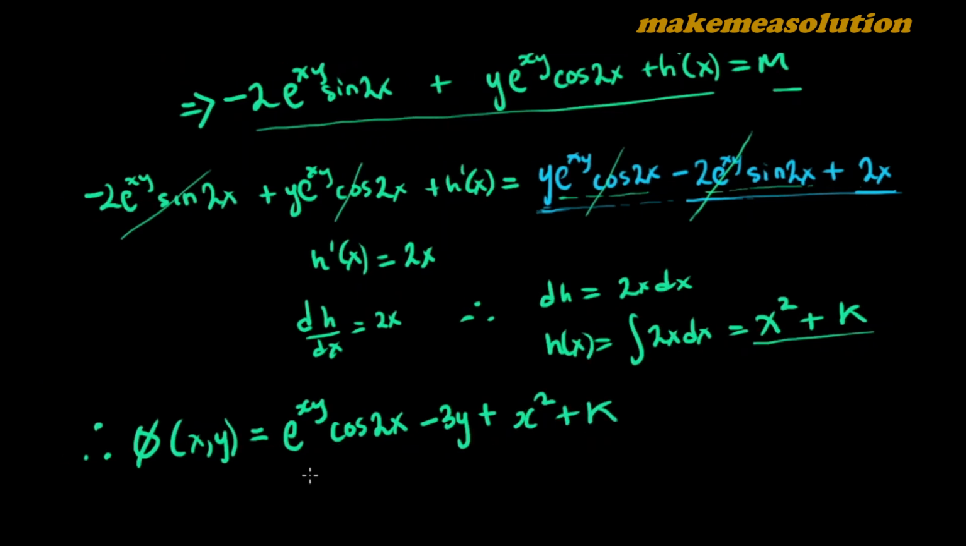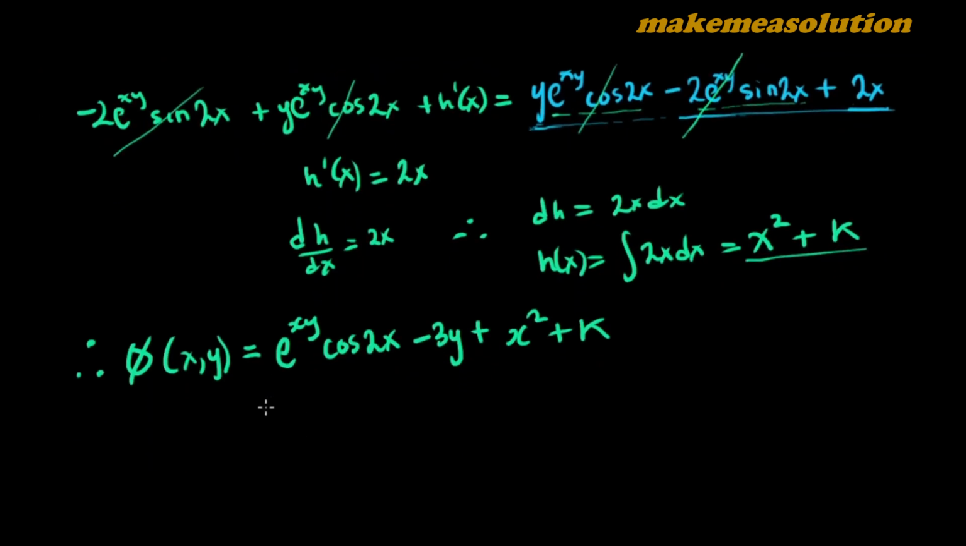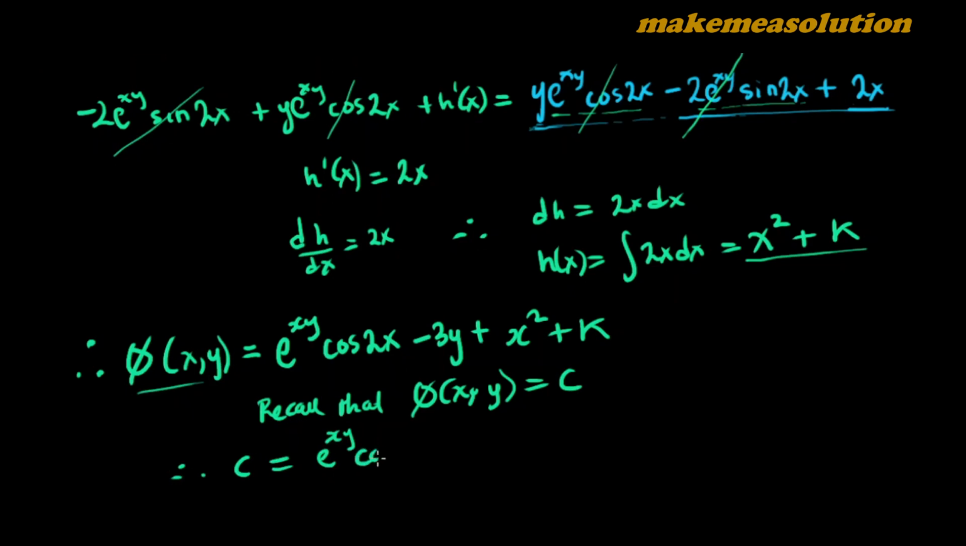Now you have to recall, okay, this is not where you stop. Recall that your phi of x comma y is a constant function equal to c, and c is an arbitrary constant. Hence I'll replace this place with c. So c is equal to exponential xy cos 2x minus 3y plus x squared plus k.